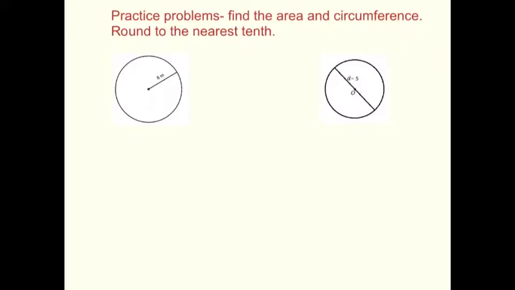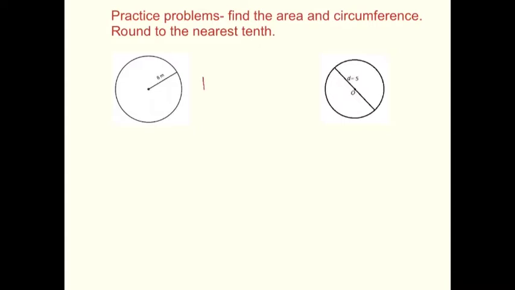So here are two basic area and circumference problems, just so that I can model for you how to do it, and then you should be good to go. Many of you will probably already know how to do this. The directions say find the area and circumference, round to the nearest tenth.